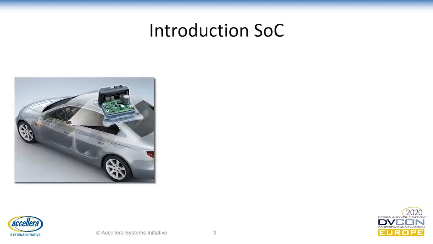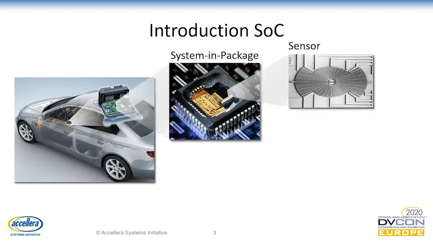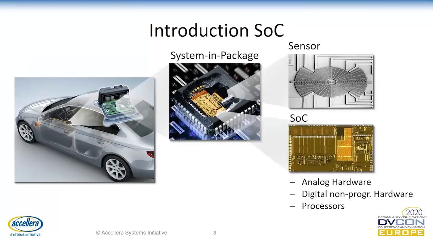So here you can see a typical car with such a control unit, and each control unit consists of at minimum one system in package. The system in package often consists of a sensor, such as a MEMS microsensor, and our SOC. And this SOC has an analog hardware part, maybe a digital non-programmable hardware part, and a processor.